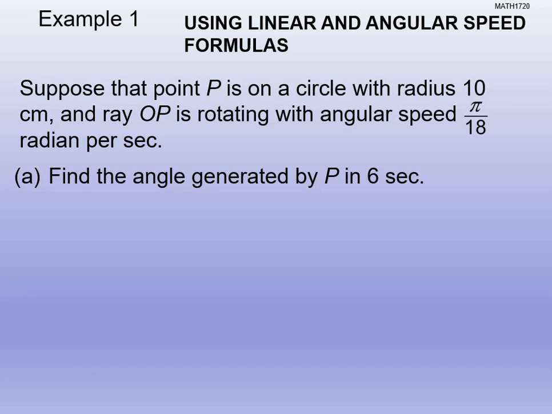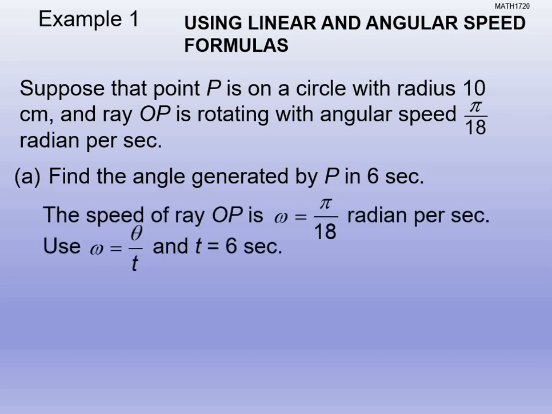Omega is pi over 18, and we want to find theta when time, or t, is equal to 6. All right, so we have to choose the right equation here. There is a part B that's associated with this as well, but let's choose the right equation.